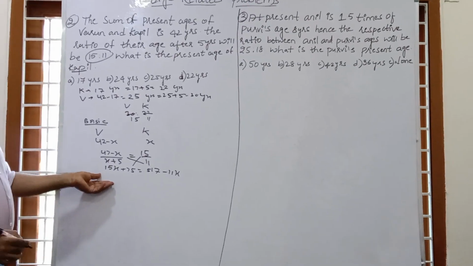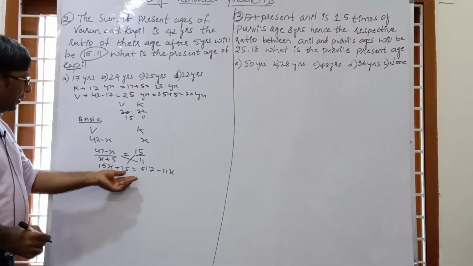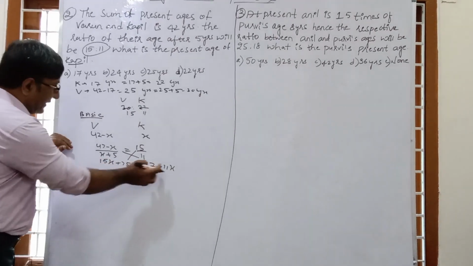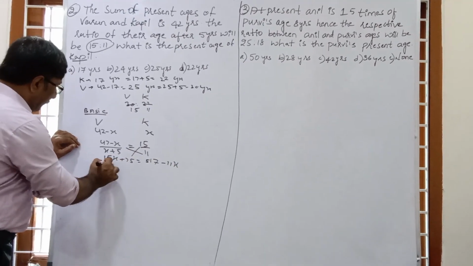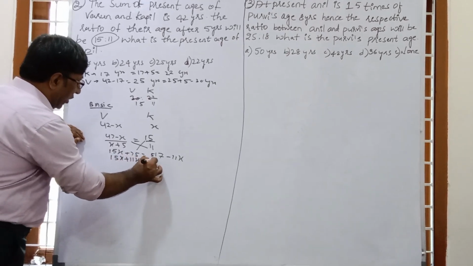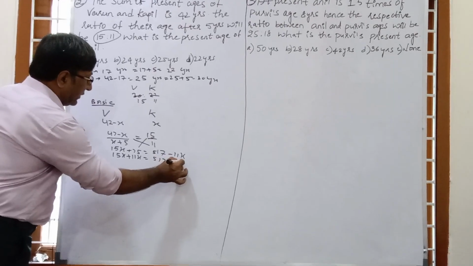Now this is 15x plus 75, equal to 517 minus 11x. So 15x, and this minus 11x comes here. So this is 15x plus 11x, and this is equal to how much? 517 minus 75.